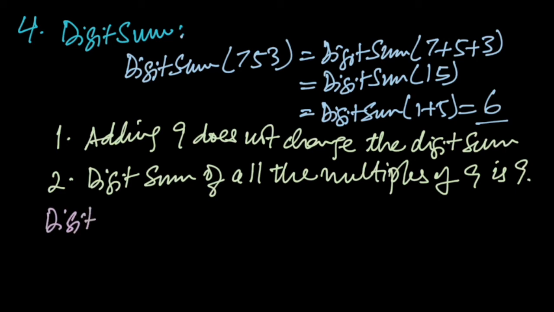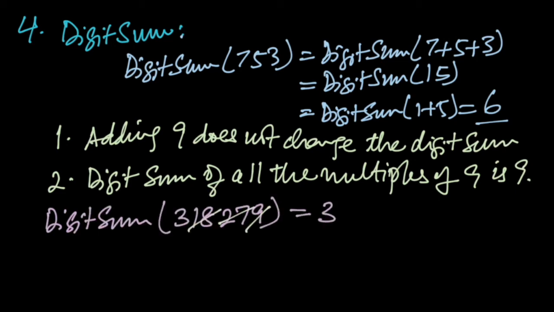So let's do some more examples to understand the digit sum. Suppose we have to find the digit sum of 318279. So we can ignore 9 in all its forms. 1 plus 8 is 9, so we can ignore this. 2 plus 7 is 9, so we can ignore this, and 9 we can straight away ignore. So the digit sum is only 3.